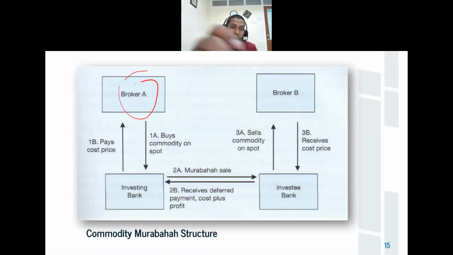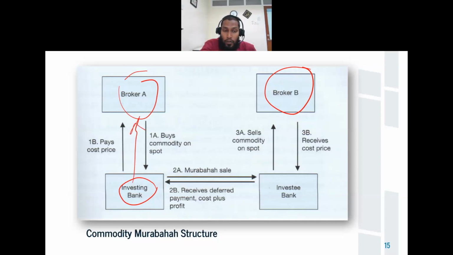So we have here broker A, we have broker B. The investing bank, the bank that has a surplus, will contact this broker, and then he will buy a commodity, and he will pay for it. Now the investing bank becomes the owner, and he will sell that commodity to the deficit bank with cost plus profit. Let's say the investing bank bought that asset for 1 million, but he will sell it for 1.5 million with a deferred payment.